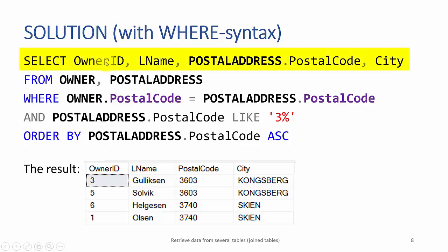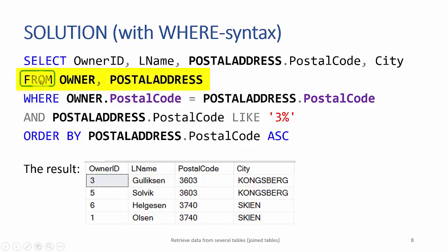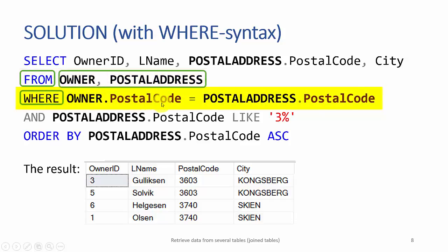We select our columns, which were the 4 columns listed here. Then we have a from part, and there we list the tables that we want to retrieve data from, which is owner and postal address. And we will then have a where condition where we specify the 2 tables we want to retrieve the data from, owner and postal address, and the columns we want to join, which is postal code, that is the foreign key in owner, and the primary key in postal address.